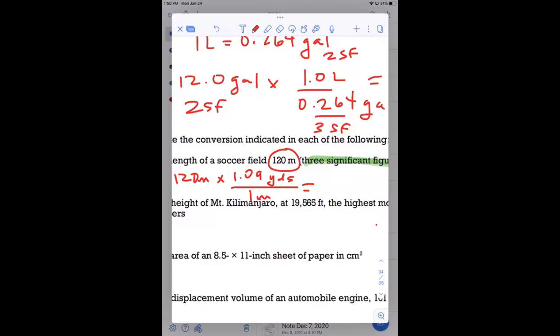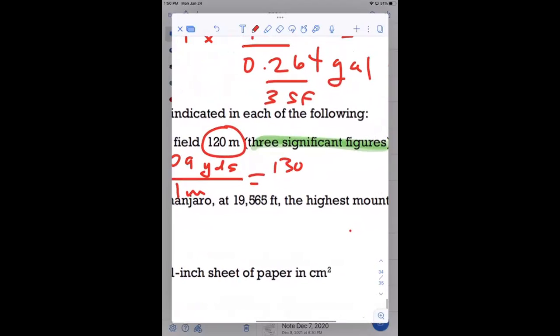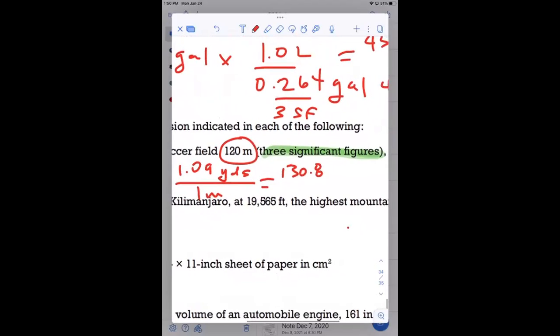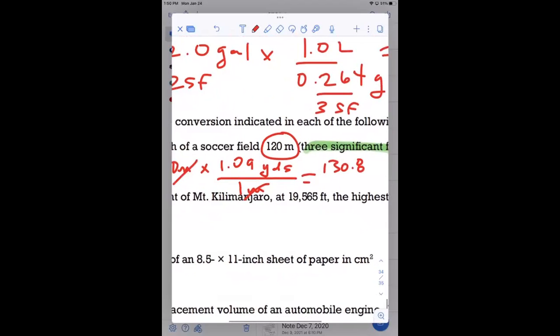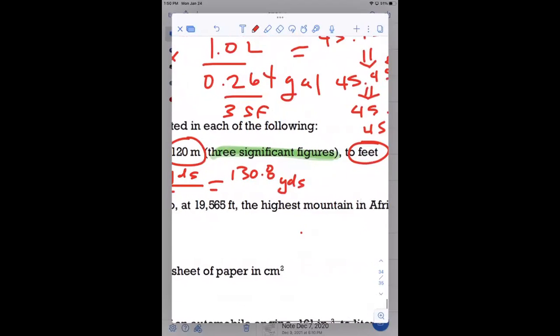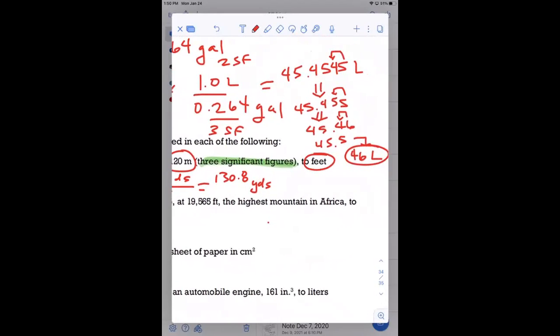All right, so come on with that calculation. Somebody come with that calculation. 130.8. The meters are gonna cancel, and that's yards. And now we can convert that into feet, is that right? Because we know that there are 3 feet in 1 yard, right? So we can just add another conversion factor and put 3 feet over 1 yard. Yards cancel, what do we get?